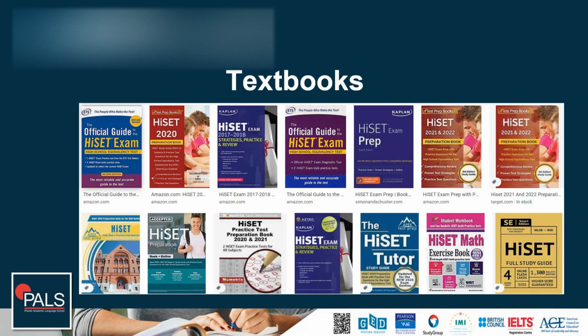As I mentioned before, there are a ton of textbooks online. This is just a screenshot from Google. You can see at the bottom, it's mostly Amazon. That's where people buy stuff these days. And you can also see that most of these books have a year. If I were you, I'd get the most recent one.